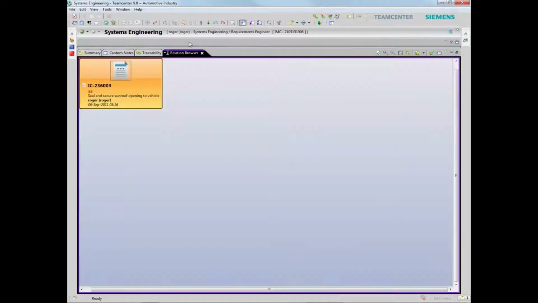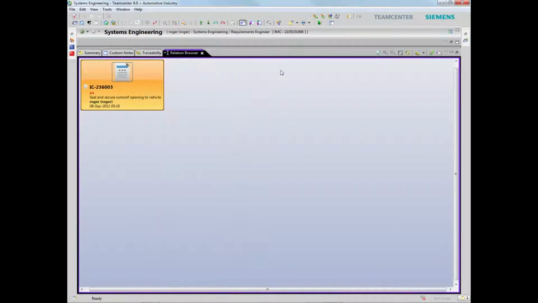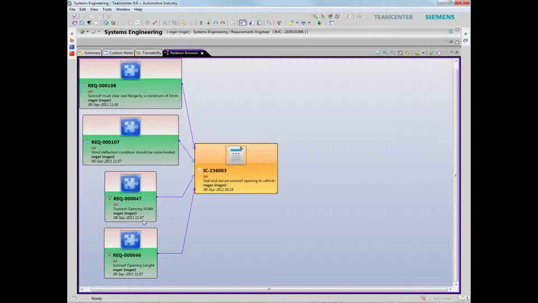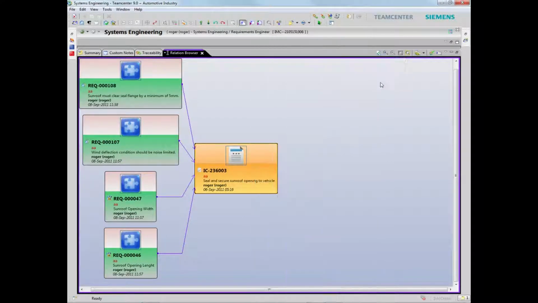And lastly, using Teamcenter to manage and trace requirements across the entire system or product lifecycle provides a decision support system that enables you to reduce costs and ensure compliance.